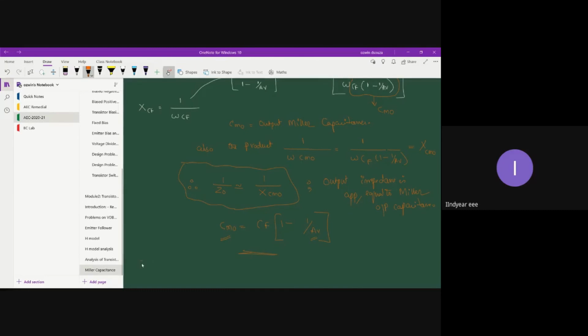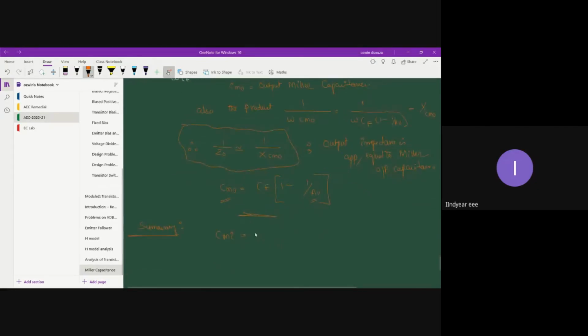So just to summarize, we found the Miller input capacitance, and the Miller input capacitance is found to be CF times 1 minus AV, and the Miller output capacitance is found to be CF times 1 minus reciprocal of voltage gain. So this is your end result.